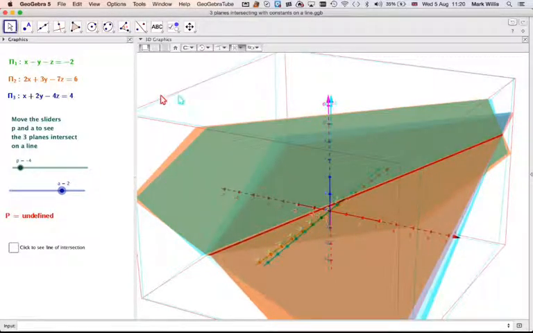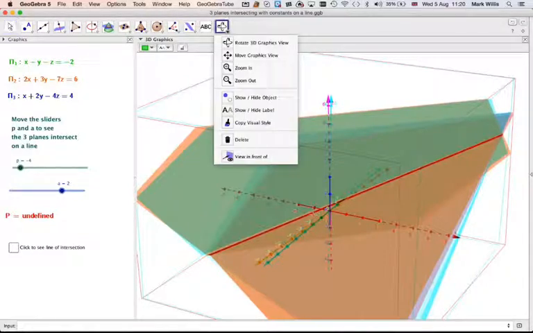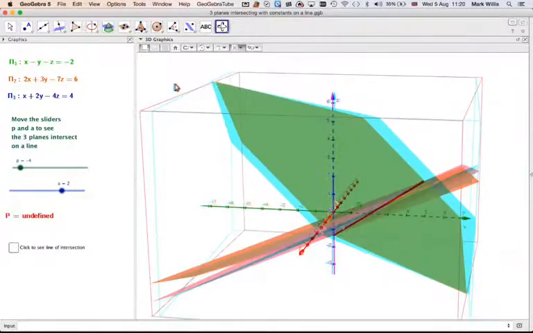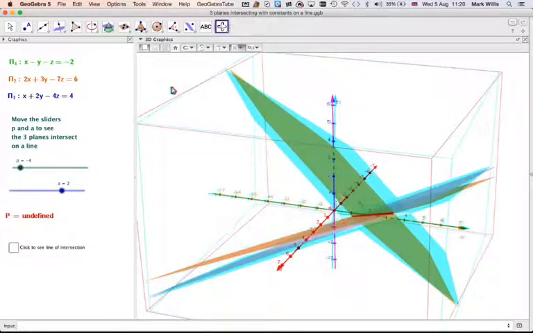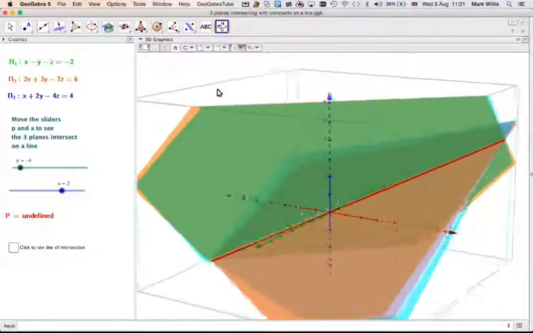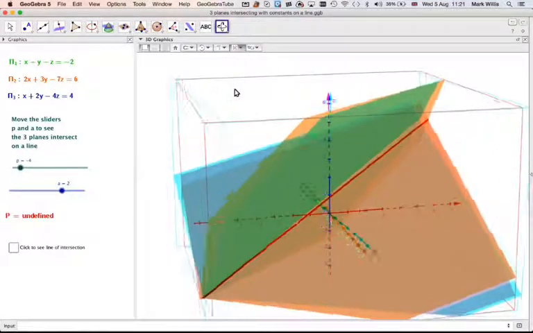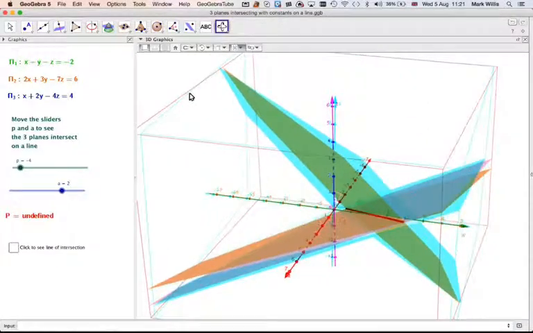2. Okay, we can see here a plus 2, we can see that they actually meet on a line. We can see that line here. This is the line here. Okay, we can see it from different angles. We can see the line there, that they actually meet on a line.